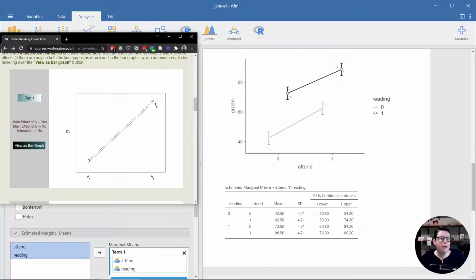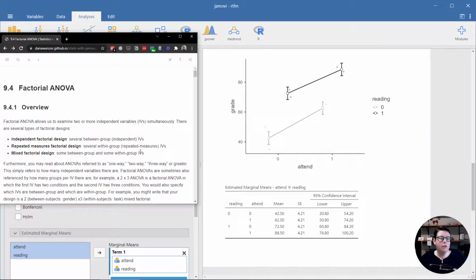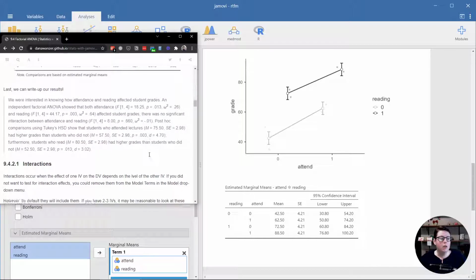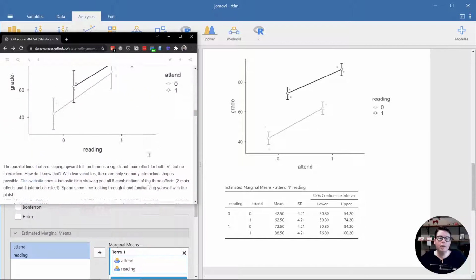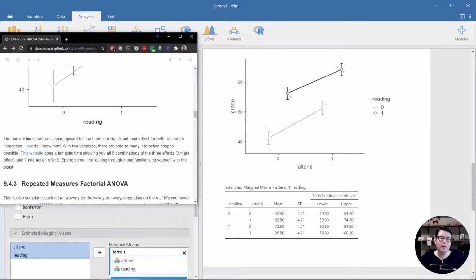And that is the Factorial ANOVA for an independent design, all between-group independent variables. So add your comments, add any questions you have, and we'll go on to the repeated measures Factorial ANOVA.